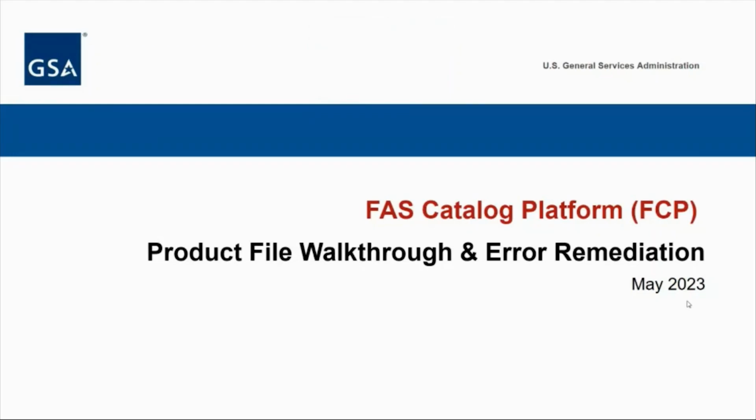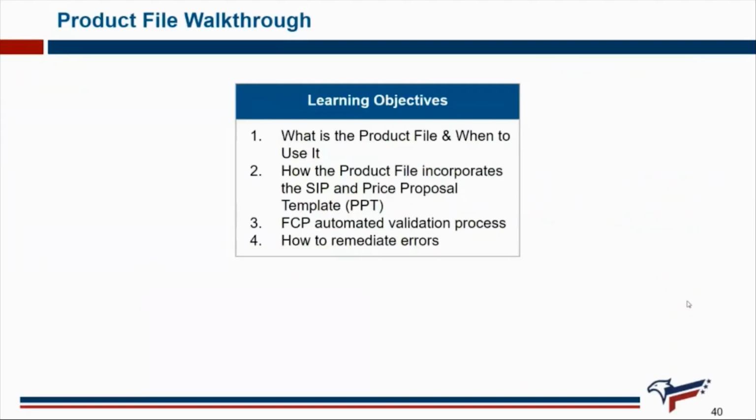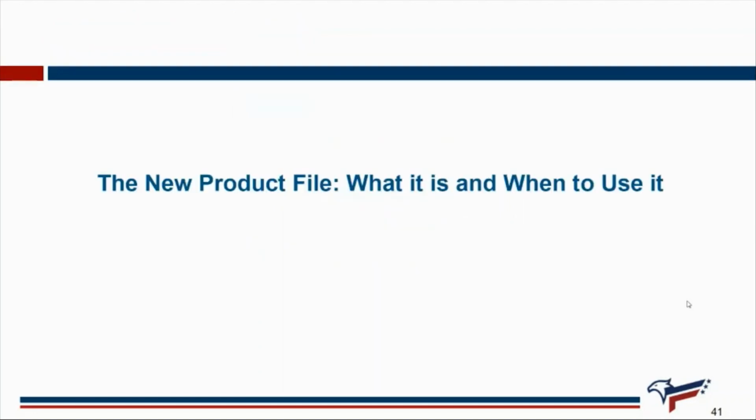Welcome to the Product File Walkthrough and Error Remediation training module of the Fast Catalog Platform, or FCP, Vendor Training Series. In this module, we will discuss the new product file, what it is and when to use it, how the product file incorporates the SIP and price proposal template fields, the FCP automated validation process and how to avoid errors, and how to remediate any errors that may return during that validation process.